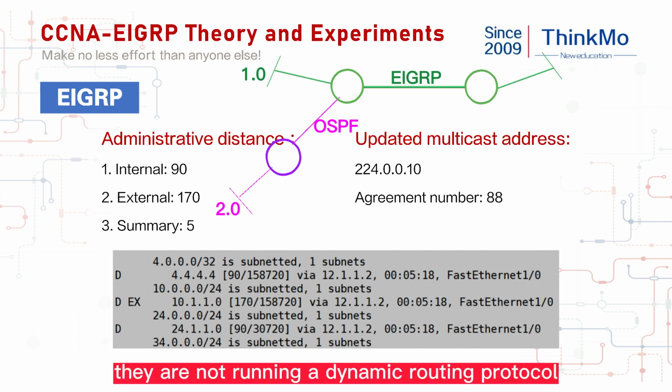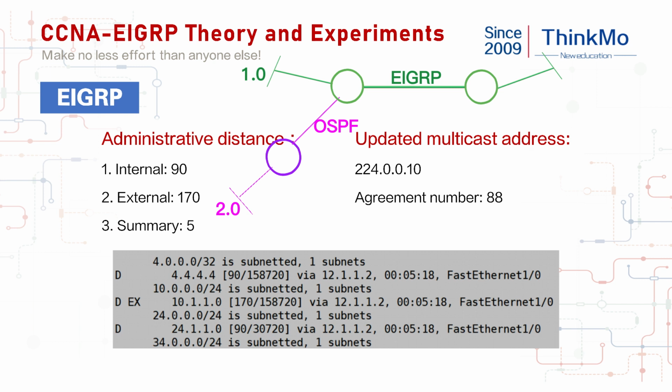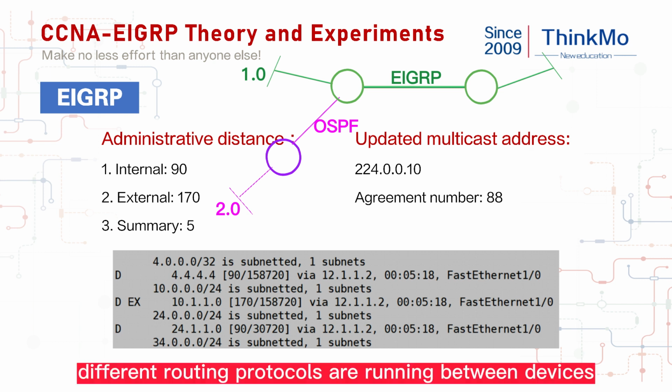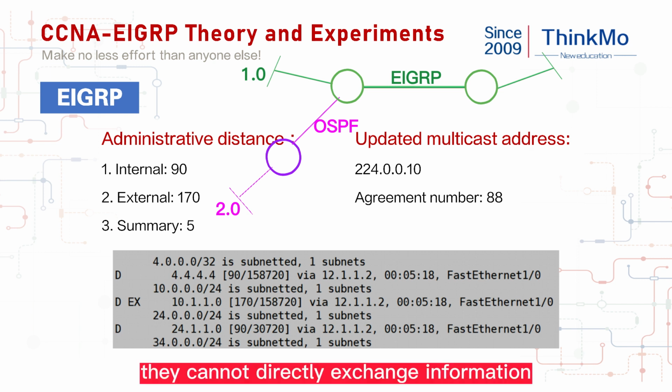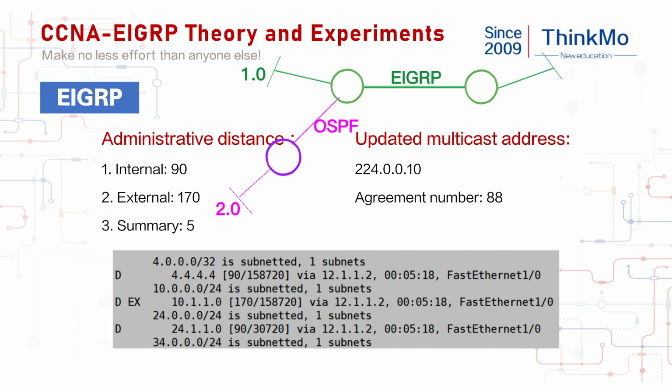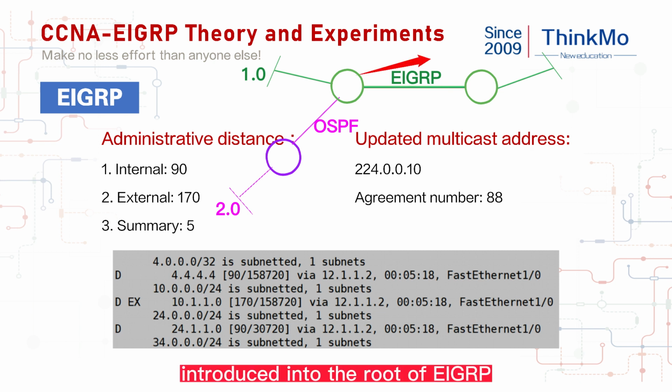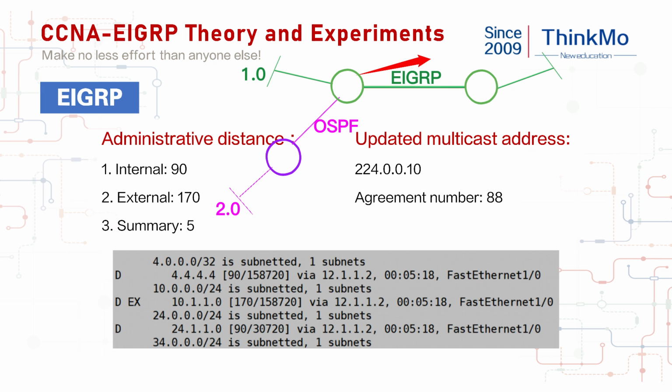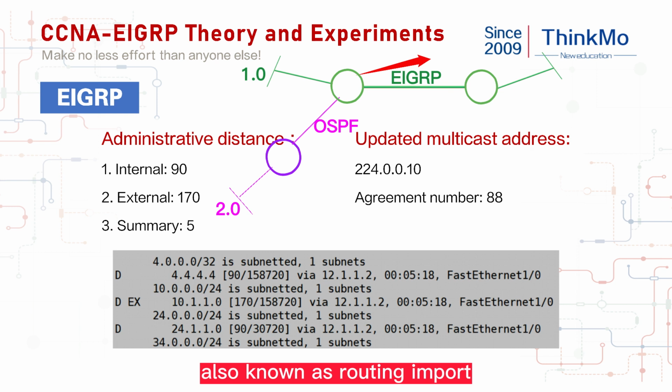They are not running a dynamic routing protocol. I just said different routing protocols are running between devices. They cannot directly exchange information. We have a method: redistribution. I can redistribute. Then on this device, put the content in OSPF, introduced into the root of EIGRP. This is called redistribution, also known as routing import.